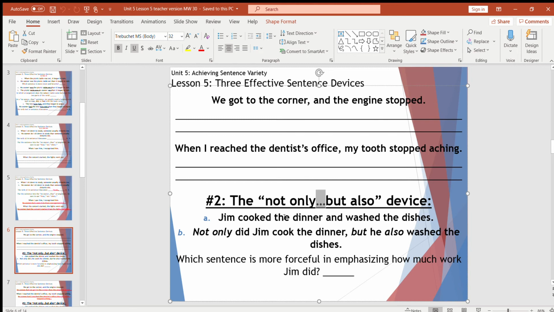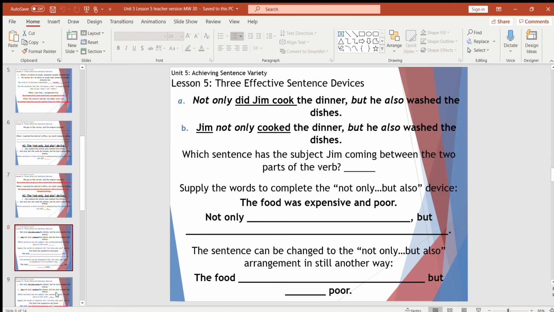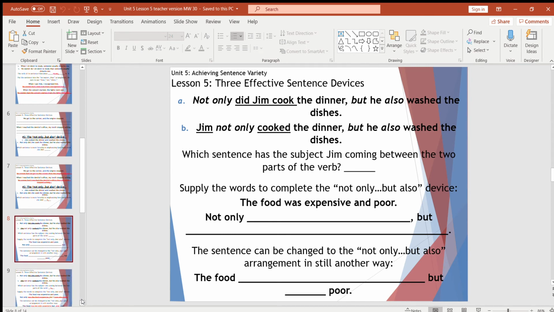So which sentence is more forceful in terms of emphasizing how Jim is awesome and did so much work? That would be B, right? Because it follows that not only but also format. So not only did Jim cook the dinner, but he also washed the dishes. Jim not only cooked the dinner, but he also washed the dishes. So which sentence has the subject Jim coming between the two parts of the verb? That would be A, right? Again, there's a helping verb did, and then the action verb cook. So just like with the last one, this format needs a helping verb, okay?